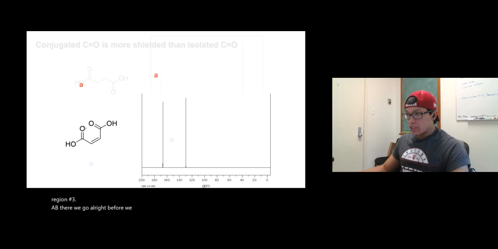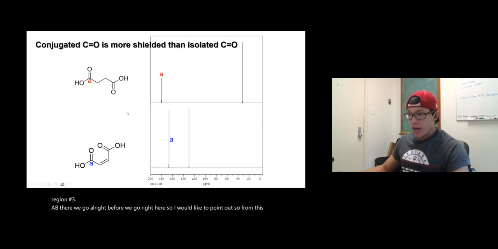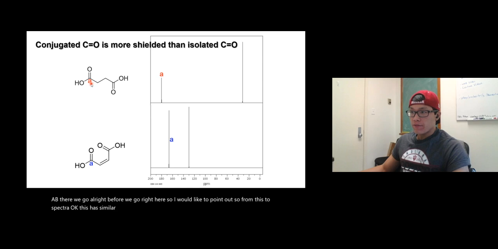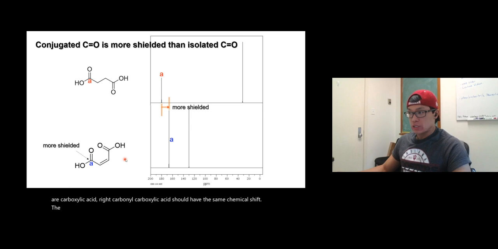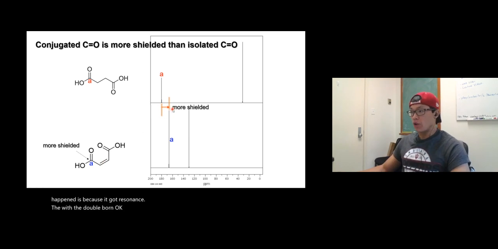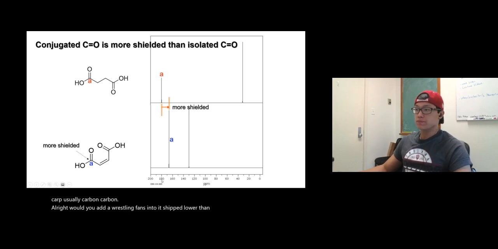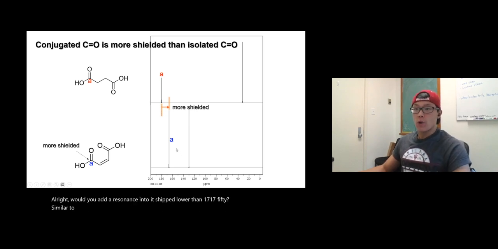All right. Before we go on, I would like to point out, from these two spectra, these are similar acids, right? There's the red A and the blue A. These are carboxylic acids, right? The carbon of a carboxylic acid should have the same chemical shift, but the one down here is more shielded. Okay, it's more shielded, and the only reason this happened is because it has resonance with the double bond. Okay, that makes the chemical shift go lower. If you still remember IR 1715, like usually for carbonyl carbon, right? When you add a resonance into it, it shifts lower than 1715. Similar to that. Okay. All right, that's it.